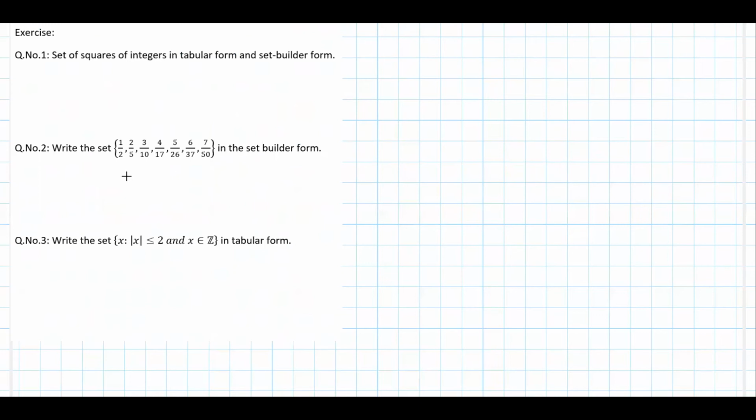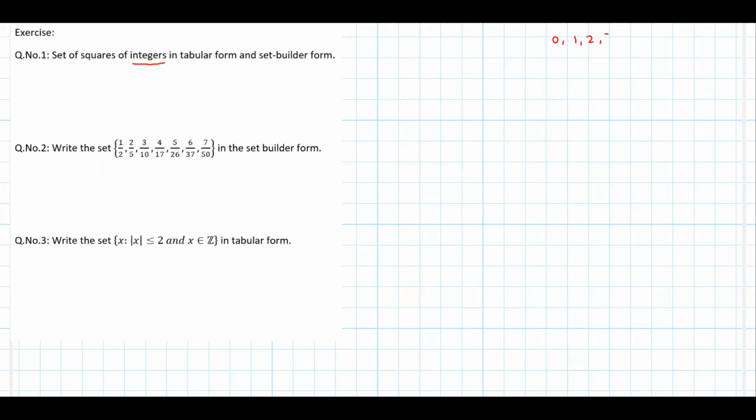All right. Yes. The first question: set of squares of integers in tabular form and set builder form. All right. So first, what is this form? Can we call this a statement form? Yes, it is a statement form. Now here we need squares of integers. So let's just focus on these integers first. Okay, what are the integers?